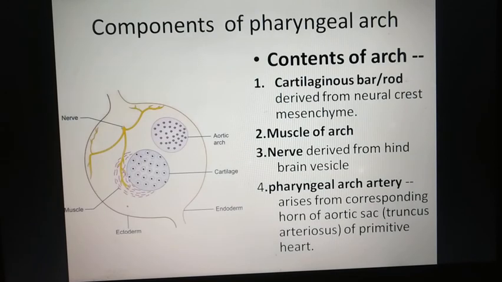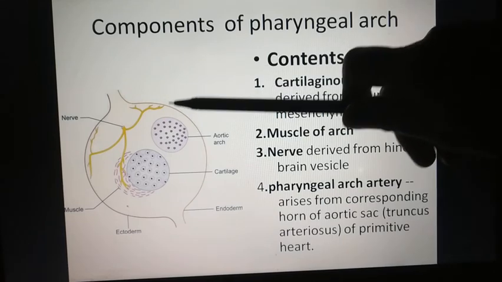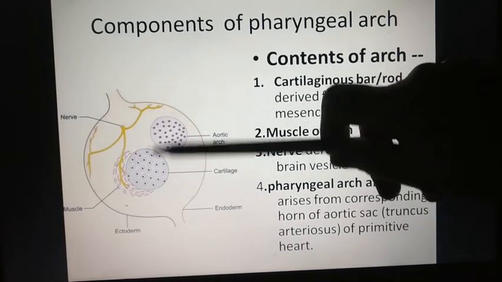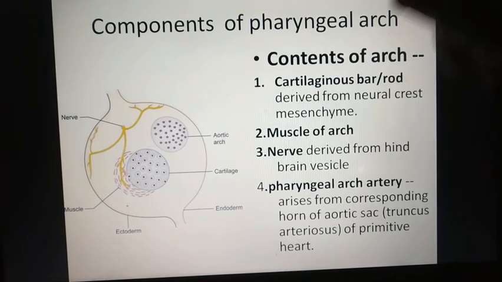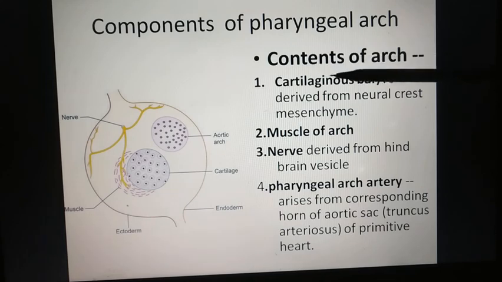Now what are the components of the pharyngeal arches? This is the cut section of a pharyngeal arch. Each arch has its own skeletal element, that is a cartilaginous element. It has its muscle of the arch, which is supplied by the nerve of the arch, and the pharyngeal arch artery. So these are the components of the pharyngeal arch.